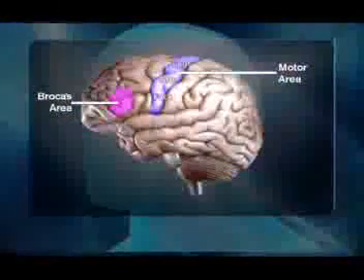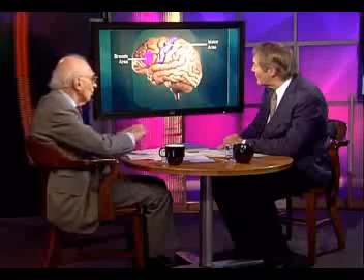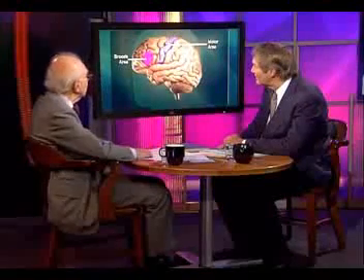This galvanized the scientific community. People began to look for other localizations of functions. And 10 years later, Fritz and Hitzig, 2 German investigators, working on dogs, found that there is a systematic representation of body movements in the surface of the brain called the motor cortex, or the motor strip.